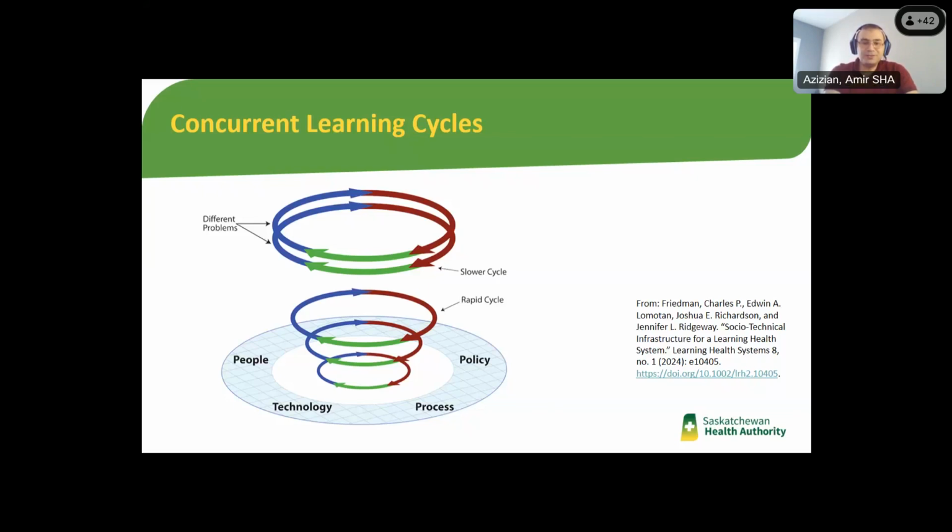Another point I'd like to mention is the pace of these cycles, which varies based on the nature of the health problem or issue, with some progressing rapidly and others at a slower pace. As I will present in the examples, learning health systems in general and learning cycles in particular can exist at different scales, from local to provincial or even global scale.